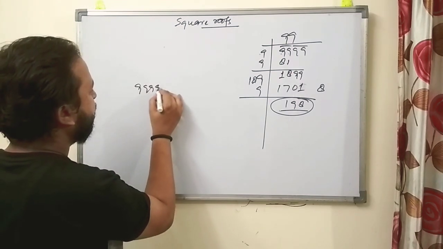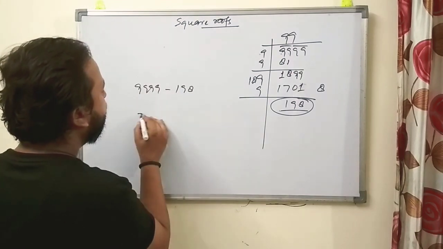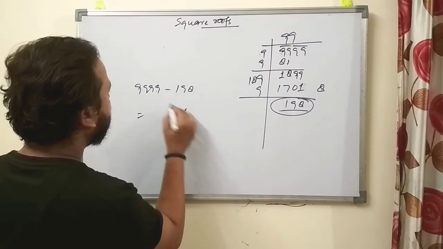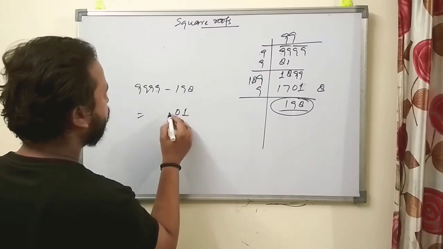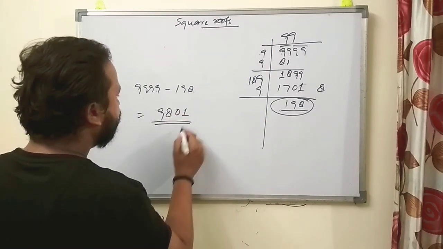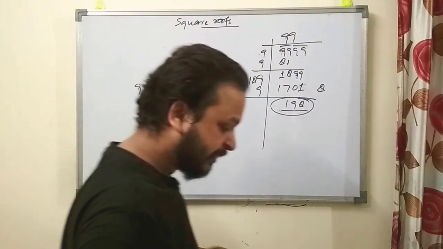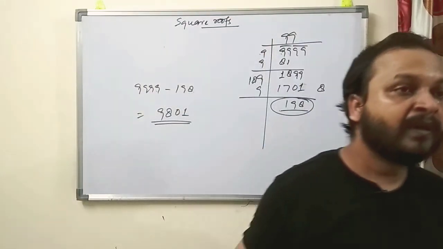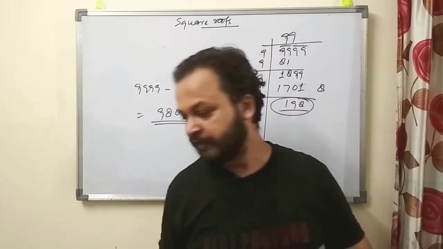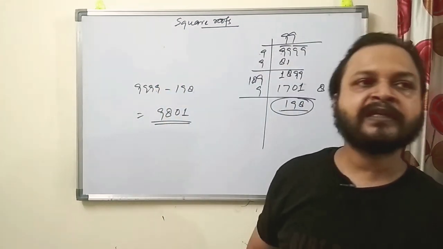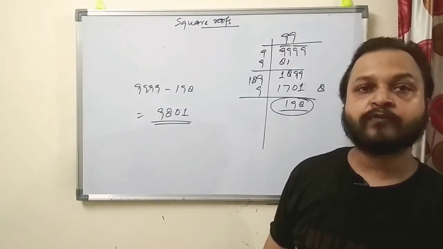So 9999 minus 198: 9 minus 8 is 1, 9 minus 9 is 0, 9 minus 1 is 8, and 9. So 9801 is the greatest 4-digit number which is a perfect square, right? So by this method we can solve these types of questions.